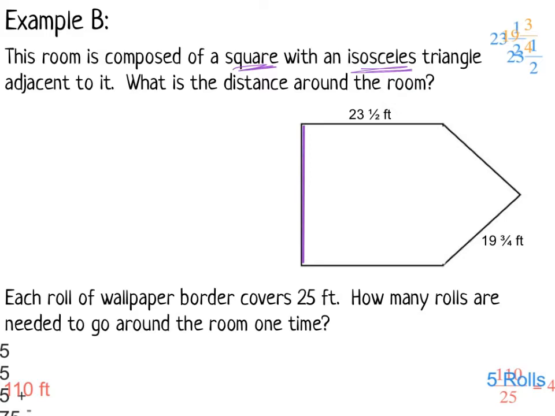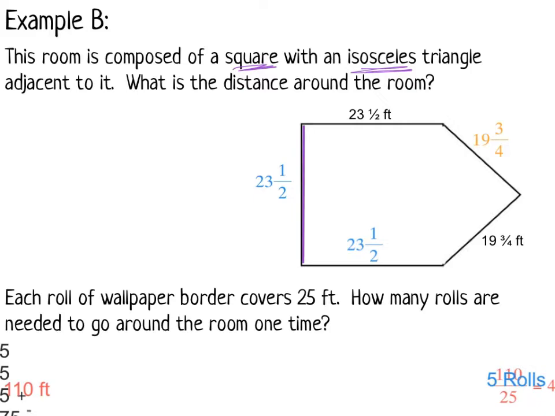So it tells me that I have a square. And since I know squares have equal sides, I know that all the sides of my square can be 23.5 feet. So this side is 23.5 feet, and this side is 23.5 feet, because all squares have equal sides. Now, an isosceles triangle is a triangle where two sides are equal and one side is not. So the two sides that are equal are across from each other. So 19 3/4 feet is also going to be 19 3/4 feet.